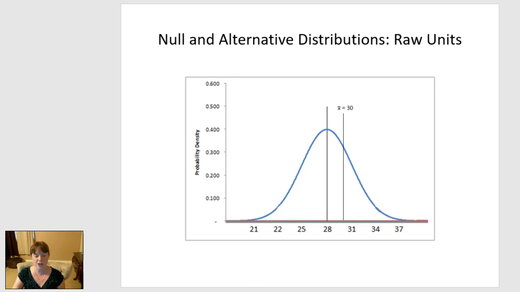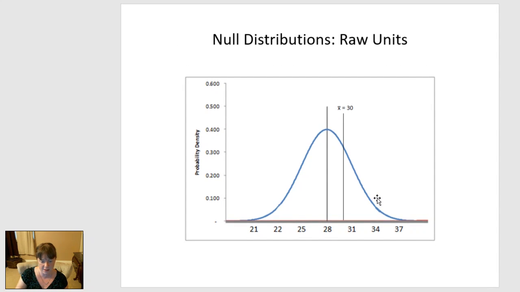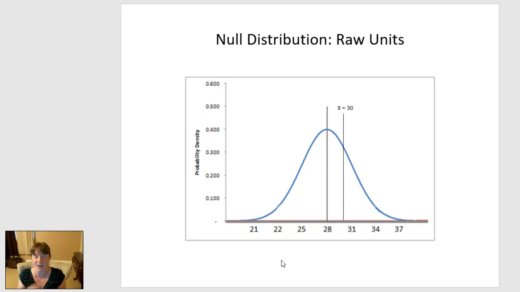You go from raw units that look like this, right? This is the null distribution in raw units that was centered on 28, where the standard error was 3, one standard error above 31, two standard errors above 34, one standard error below 25, two standard errors below 22. This was the null hypothesis sampling distribution for the raw units, because I was measuring academic performance, and the average for academic performance was 28. And here was 30 in those raw units.